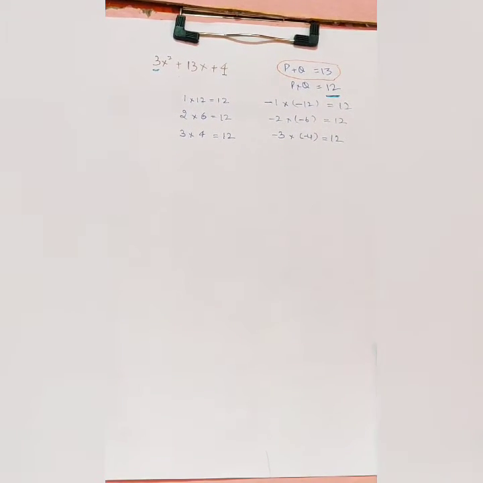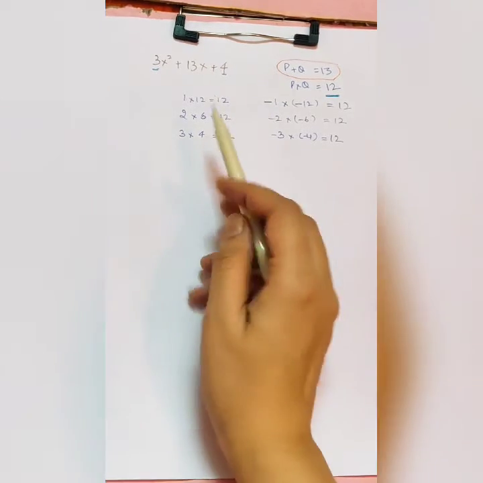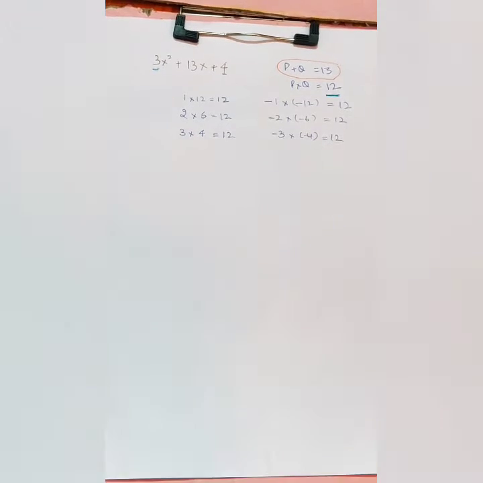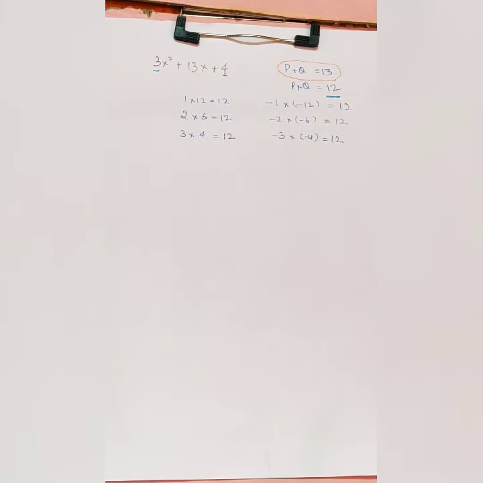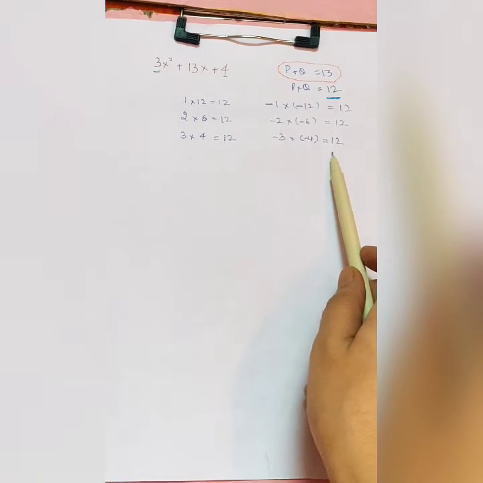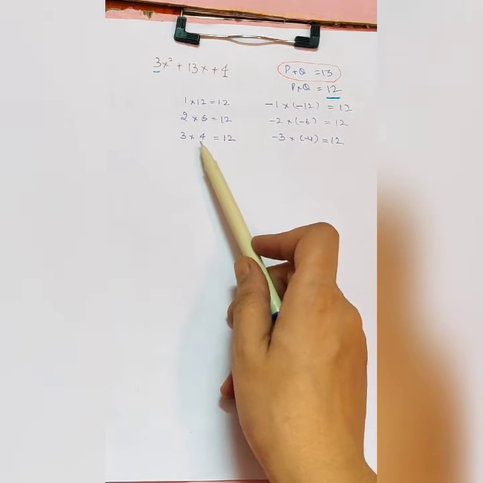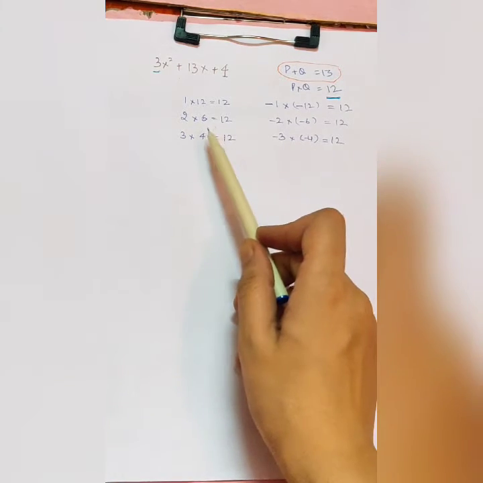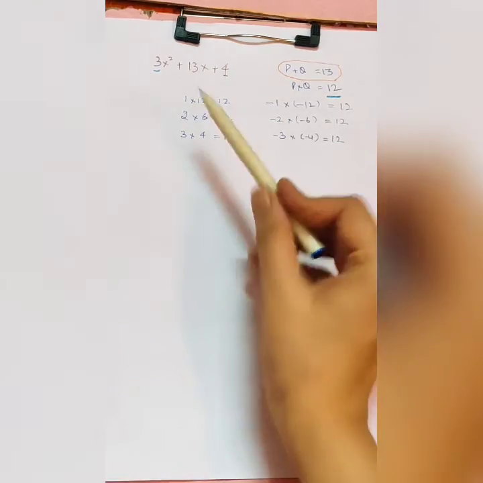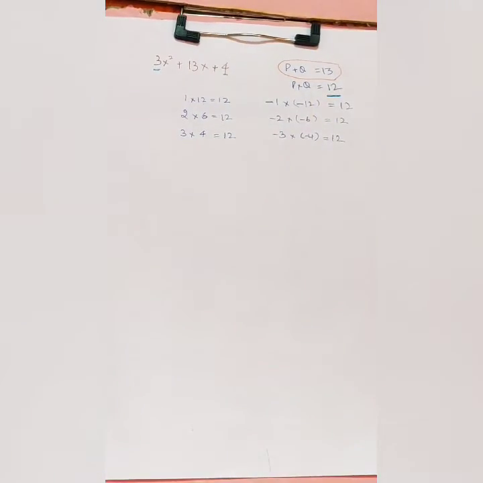p plus q is equal to 13. This can be p and q, this can be p and q, or this can be p and q. Now which p and q to select depends on this. Now p plus q should give us 13. Obviously here 4 plus 3 or minus 4 plus minus 3 will not give us 13. It will give us 7 or minus 7. Here 6 and 2 will give us 8 or minus 8. So these two are the possible options.